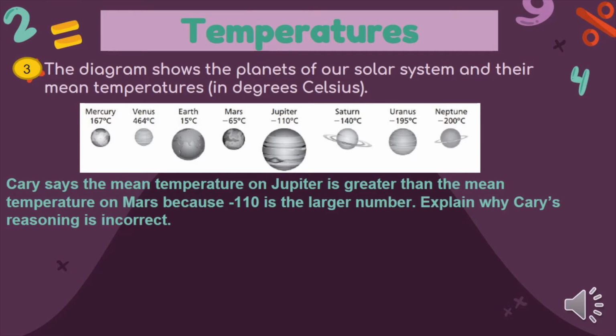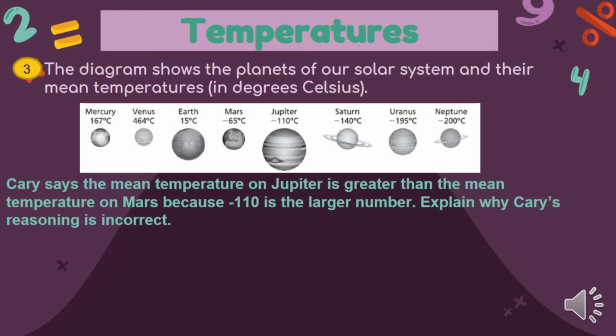In our previous problem, we looked at lowest recorded and average temperature on Earth and Mars. Now let's extend that problem a little further. The diagram shows the planets of our solar system and their mean temperatures in degrees Celsius. Carrie says the mean temperature on Jupiter is greater than the mean temperature on Mars because negative 110 is the larger number. Explain why Carrie's reasoning is incorrect.